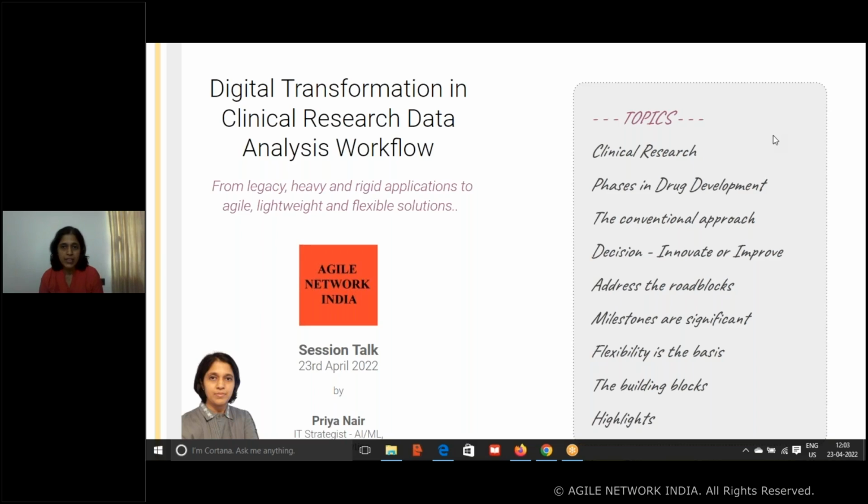And on the right, I have just listed out the topics that I would be taking you through. I'll start with clinical research, give you a fair understanding of what this domain is about and the phases in the drug development process. And in that, we will be concentrating more on the data analysis part and what our product or tool is doing about. Then we will look at the conventional approach that is prevalent in the industry today. What are the things that the teams do when they are working in the data analysis part, and how we are trying to automate those things.